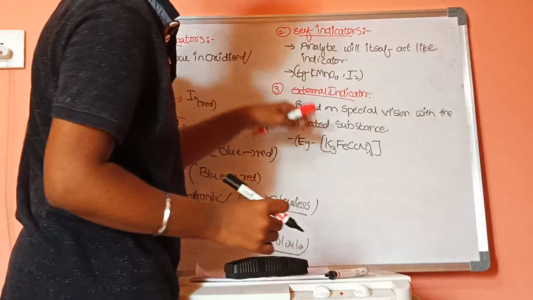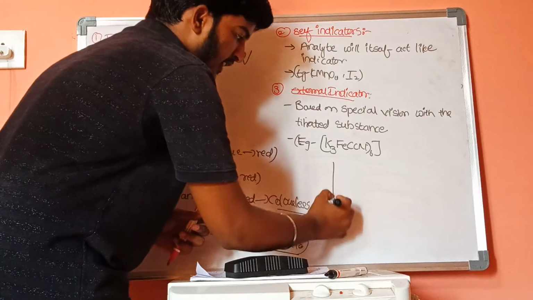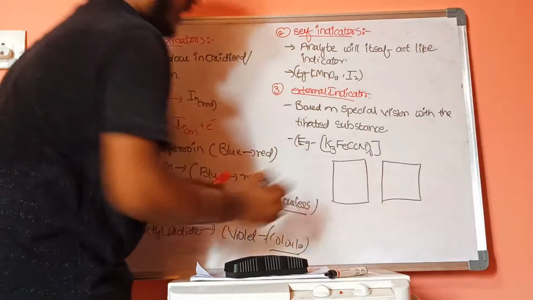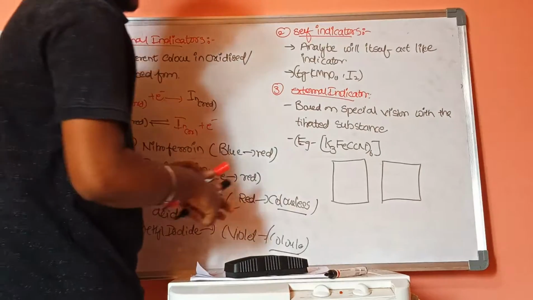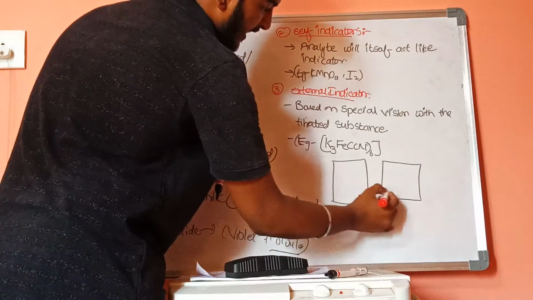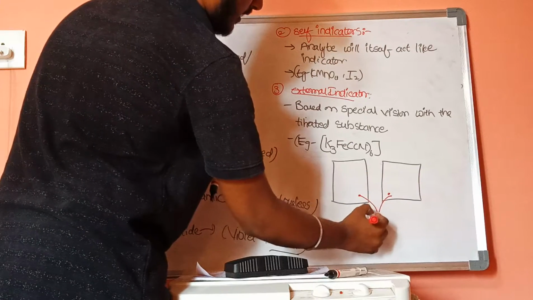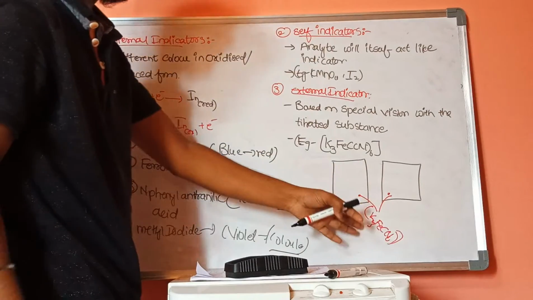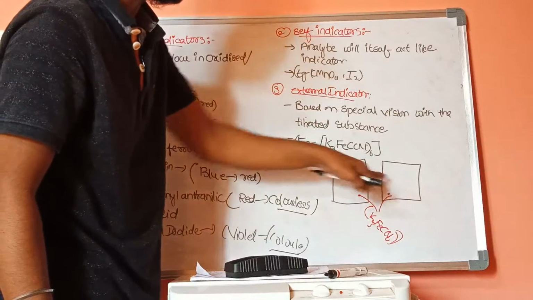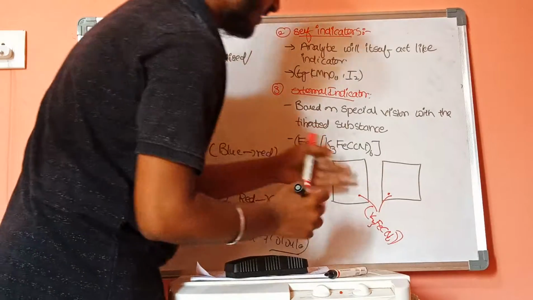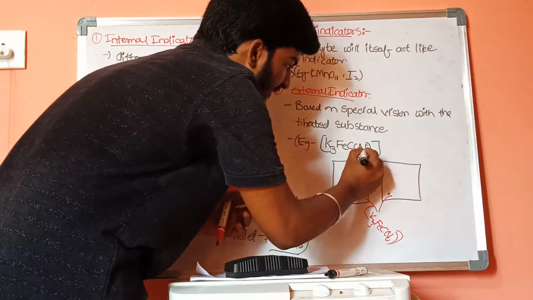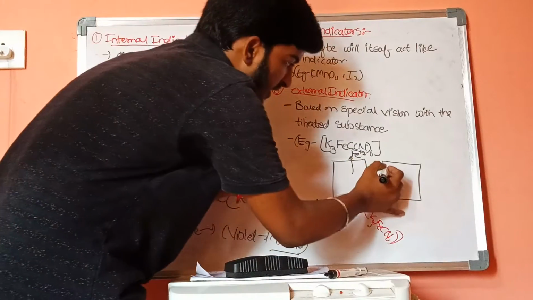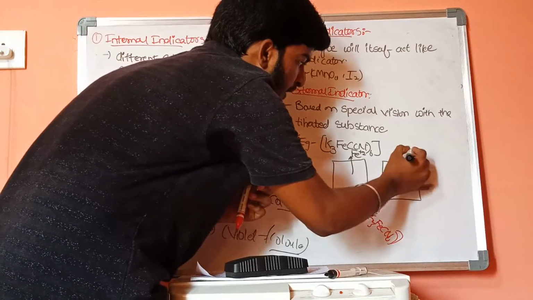Let us discuss the mechanism of these external indicators. Let us consider two vessels which are filled with the analyte, and we will add an indicator, that is K3Fe(CN)6. Potassium ferricyanide indicator is added into both the vessels. Now in this first vessel we have Fe+2 ions.